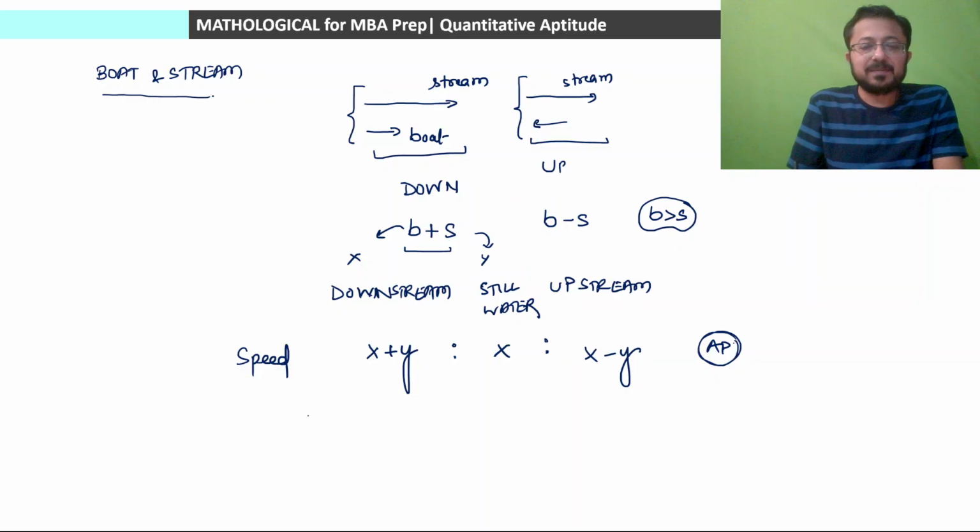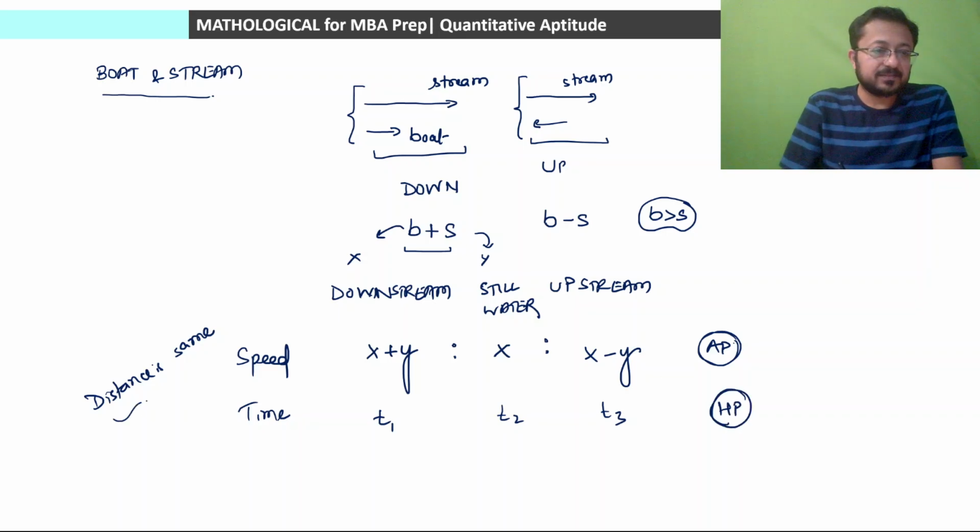Now these three values, x plus y, x and x minus y, are in arithmetic progression. If the same distance is covered, speed and time will be inversely proportional. If the time values are t1, t2 and t3, the time values will be in harmonic progression for the same distance. If the distance is the same, otherwise not. So is this much clear?